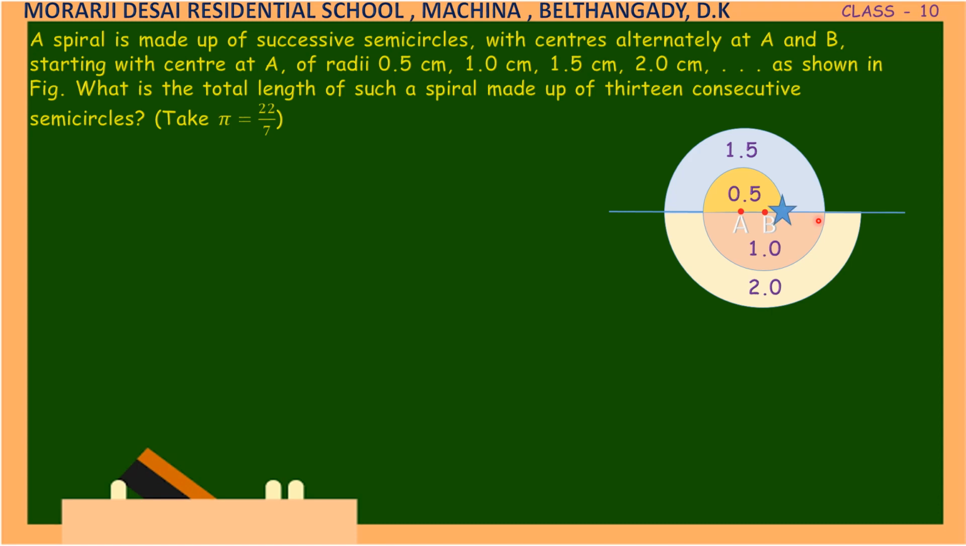Length of the spiral means, see here, you have to start from here and find the total length along this line. See here, starting from here, find the length like this. Now, do you remember the formula of circumference of a circle? Now start from here. How will you calculate this length?